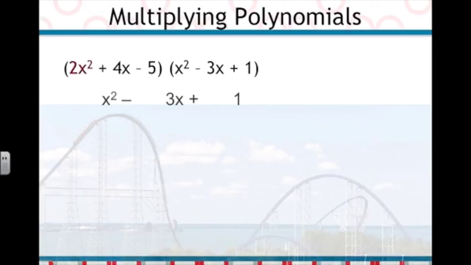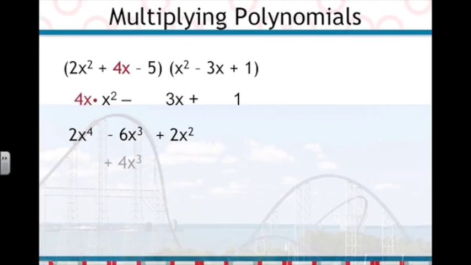2x squared times x squared is 2x to the fourth. 2x squared times minus 3x is minus 6x cubed. And 2x squared times 1 is 2x squared. Next, we need to distribute the plus 4x to each of the terms in the second trinomial.